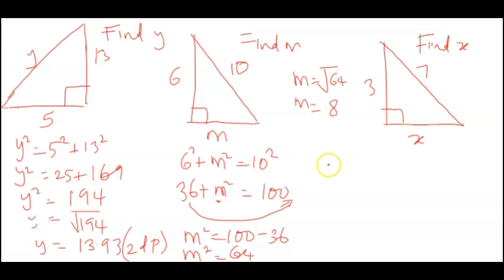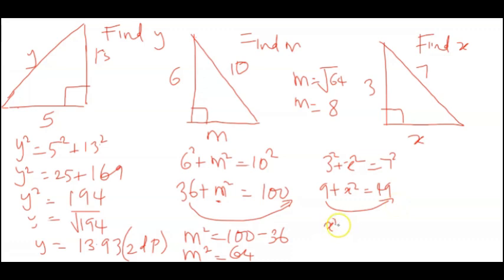3 squared plus x squared should be equal to 7 squared. Okay, so 3 squared will give us 9, plus x squared should be equal to 7 squared, which is 49. Is that okay? So we are looking for x, so we carry this to the other side of the equation, of the equal to sign, sorry.